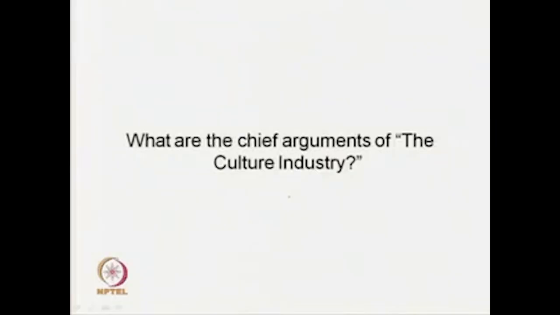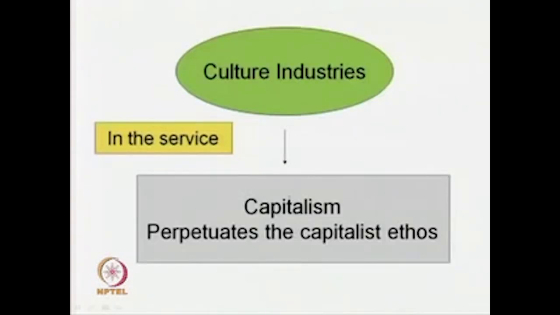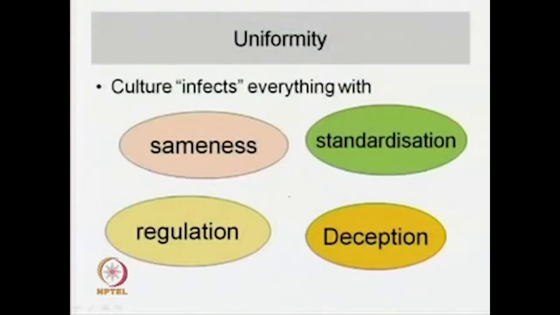So let's go to the discussion, and just one or two questions. What are the chief arguments of the culture industry discourse? The chief argument is, one, that culture industries are eventually in the service of a capitalist ethos, and all the forms being produced by the culture industries only perpetuate a capitalist ethos and attempt to show these things as natural. Secondly, that culture infects everything with sameness, standardization and regulation, which eventually deceive those who consume its products.